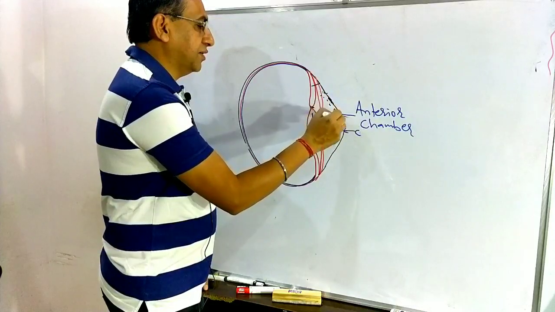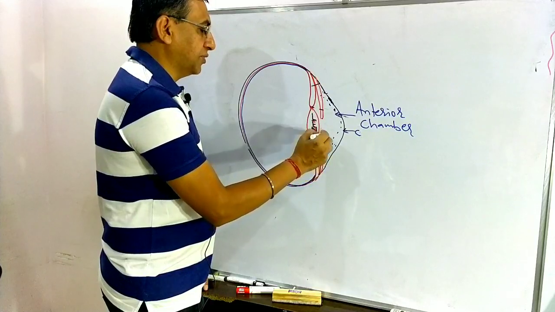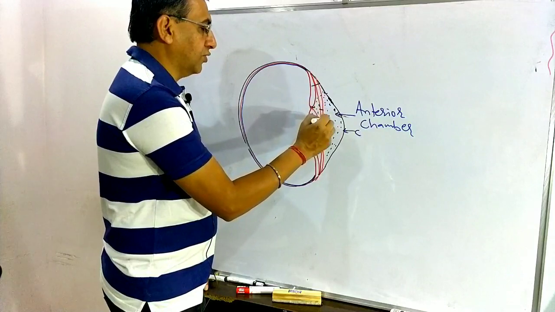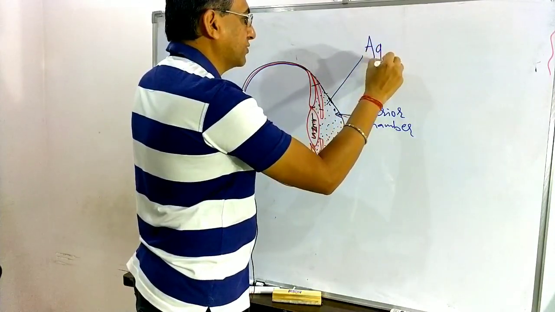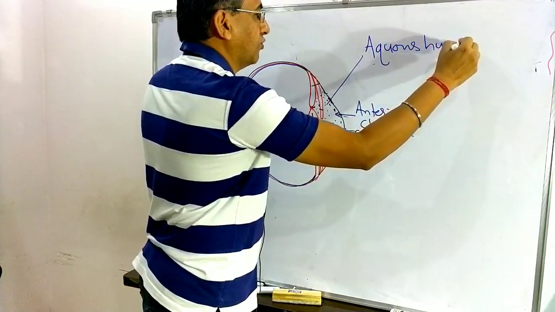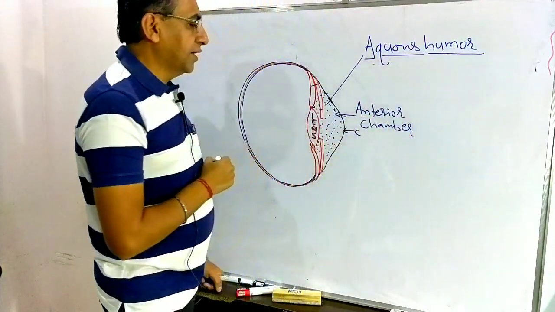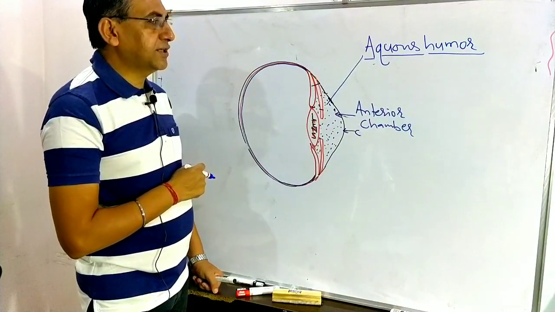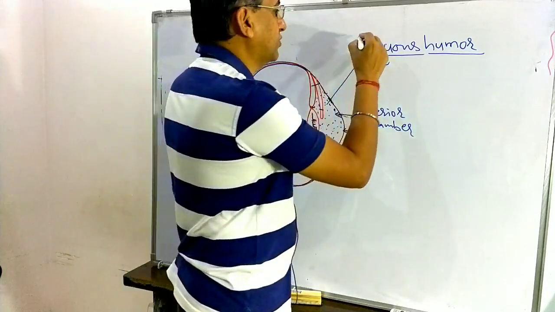This space is filled with a fluid. That fluid is known as the aqueous humor. Very important: aqueous humor. Where is this fluid filled? This fluid is filled in the space between the lens and cornea, that is, in the anterior chamber.